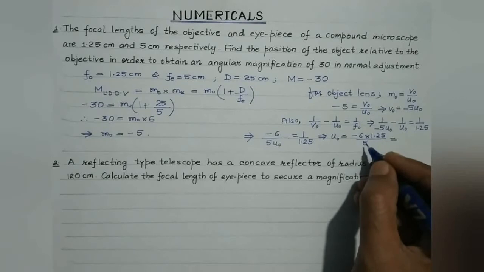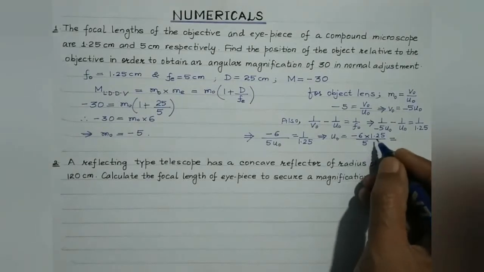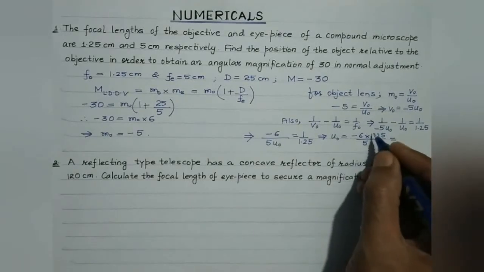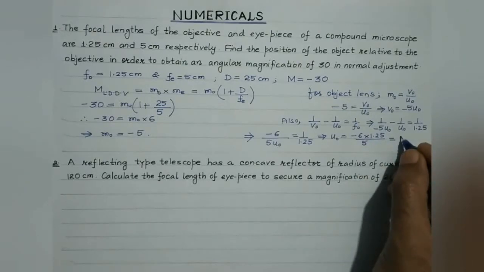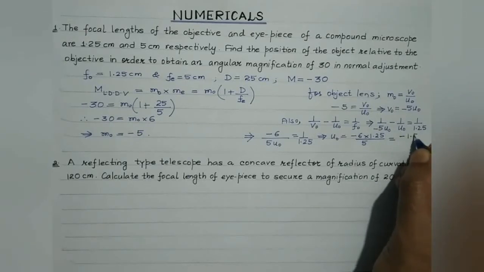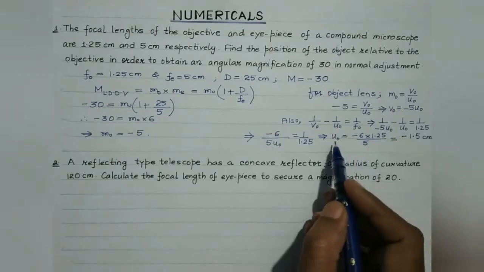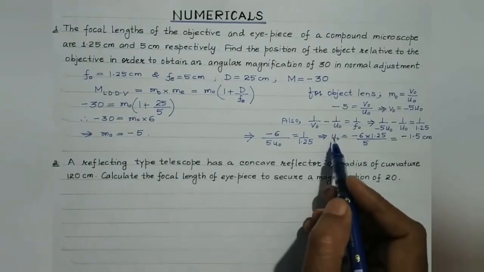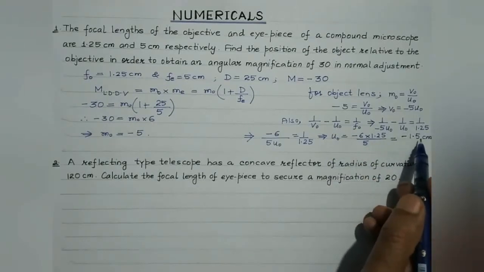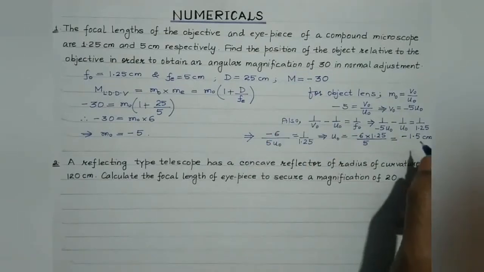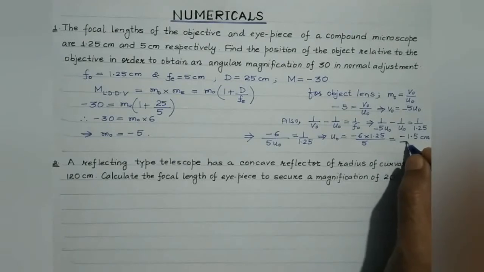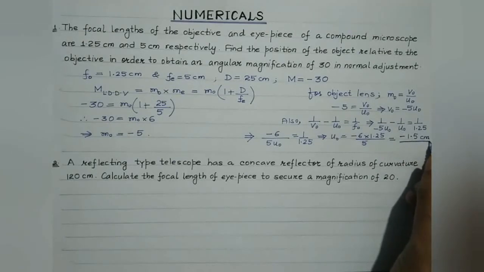So students, 0.25 multiplied by 5 is 1.25 and 0.25 multiplied by 6, that will give us minus 1.5 centimeter. So the object is to be placed at a distance of 1.5 centimeter from the object lens. So this is the answer, minus 1.5 centimeter.